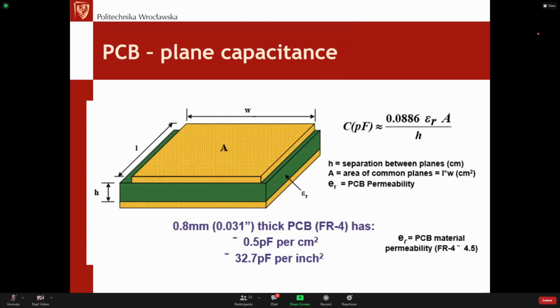The next question: would it be possible to melt signal tracks that are carrying high frequency signals? Yes, it would be possible.